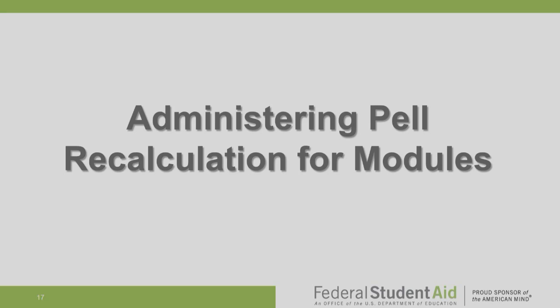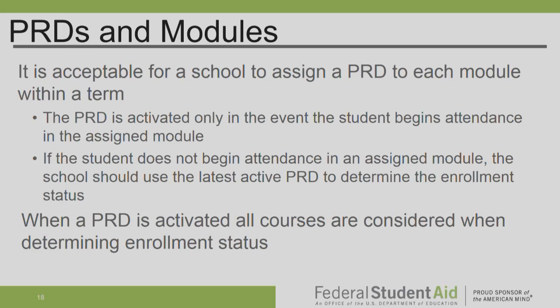Let's talk about Pell recalculation dates for modules. Now, I did give you some examples with modules, but that was with a single fixed date. So what am I talking about? Well, let's be clear. It is indeed acceptable for a school to assign a Pell recalculation date to each module within a term, right? Because some of you have modules and you say, maybe I want them to be able to add a module and receive Pell Grant funds for that additional module later on, and that's a beautiful thing, but let's be clear, this Pell recalculation date cuts both ways, and you'll see how in just a little bit, okay?